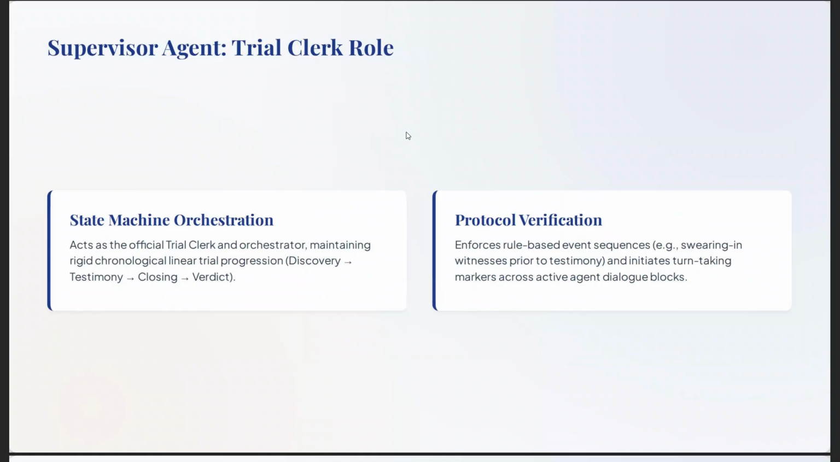Next is the supervisor agent, trial clerk role. The supervisor agent involves state machine orchestration, acting as the official trial clerk and orchestrator, maintaining rigid chronological linear trial progression: discovery to testimony to closing to verdict. Next is protocol verification, which enforces rule-based event sequences, for example swearing in witnesses prior to testimony, and initiates turn-taking markers across the active agent dialog block. So these are the two things happening: state machine orchestration and protocol verification.